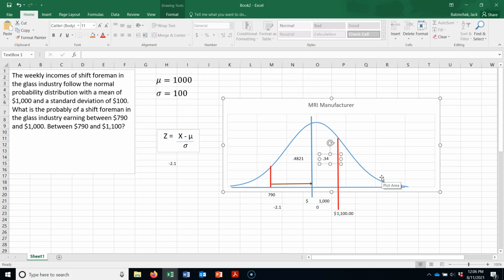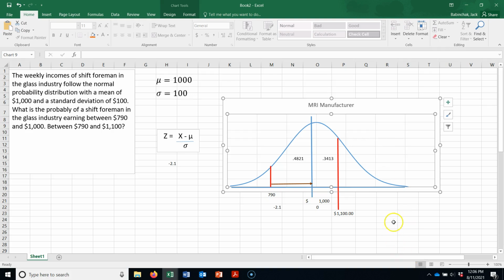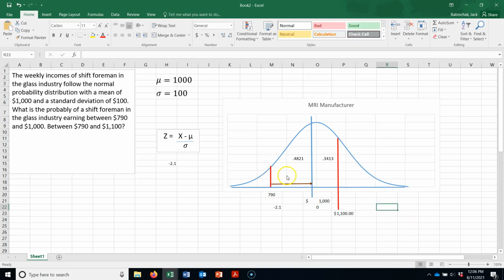Let me just check real quick. I want to make sure it's 34.13. I might as well be exact with it. So one above and one below is a little over 68%, 68.26. So I know that from here to here is going to be 34.14%. That's just coming from the empirical rule and something that we covered in another lecture. So now if I just take these two numbers and put them together, this area 4821 and this area 3413, I get 82.34%.